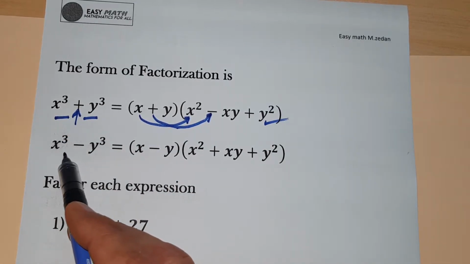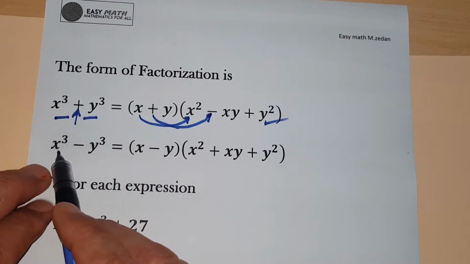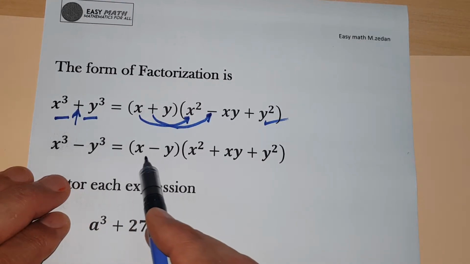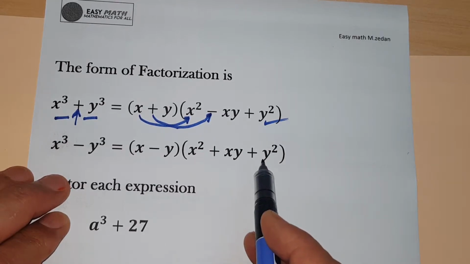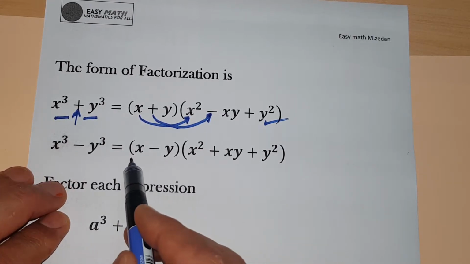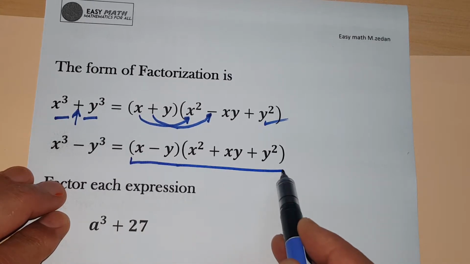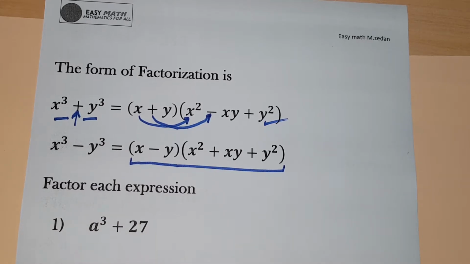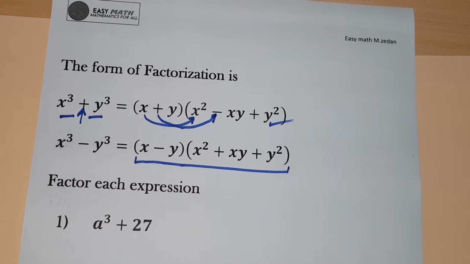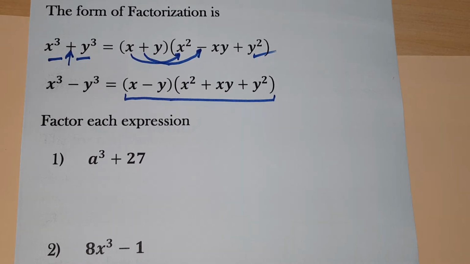The same for a difference of two cubes: x cubed minus y cubed is x minus y times x squared plus xy plus y squared. Simply, if you try to multiply x minus y by this bracket, you will get exactly x cubed minus y cubed. So let's apply this formula to factor the expression.